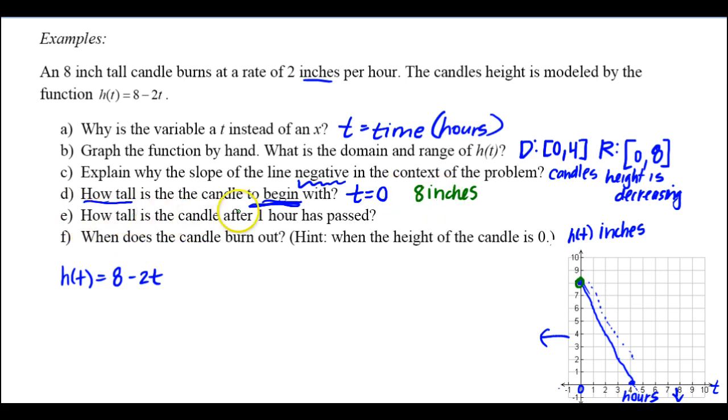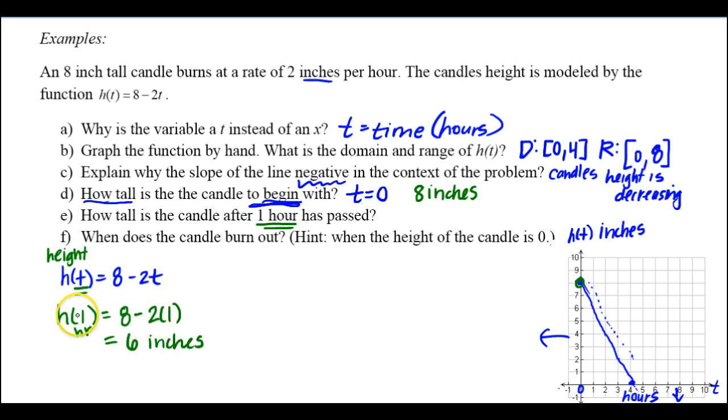Now, how tall is the candle after 1 hour has passed? We can do this in 2 different ways. We can recognize that we're searching for how tall. And this function, h of t, is a height function that allows us to substitute in values for t times and get out heights. Our value for t that we would substitute in is 1, in terms of hours, so we could substitute 1 into t and find h of 1. So 8 minus 2 times 1 is 8 minus 2, so 6 inches. I substituted in 1 hour and I got out 6 inches.